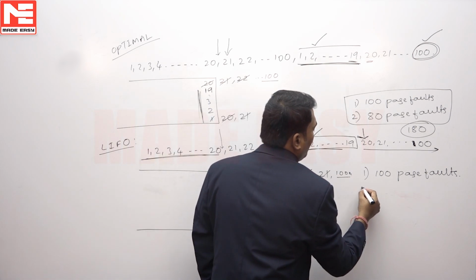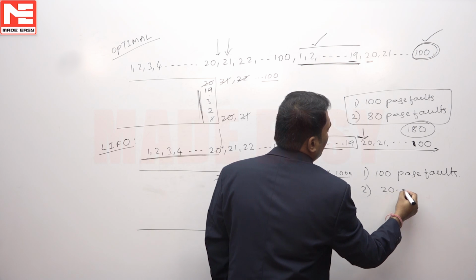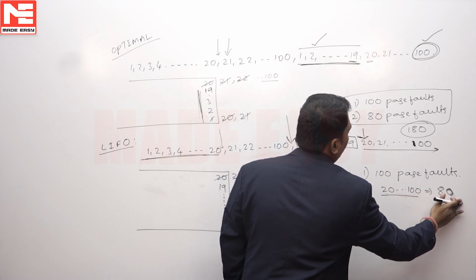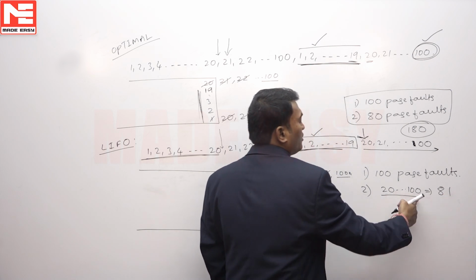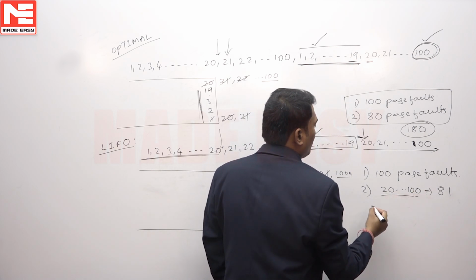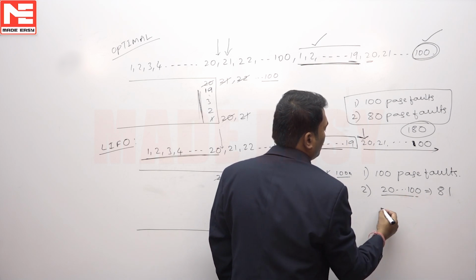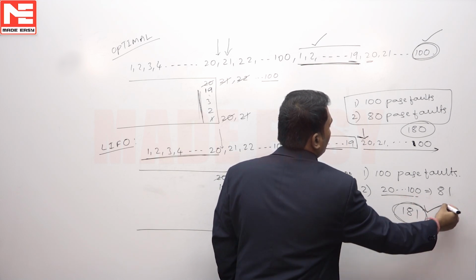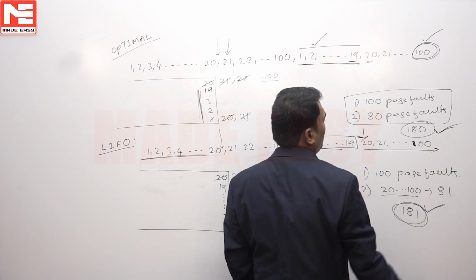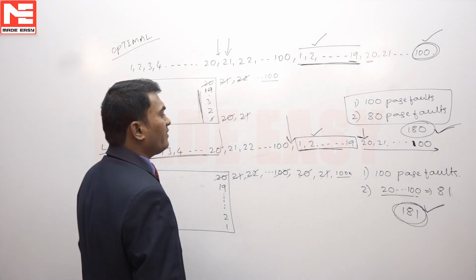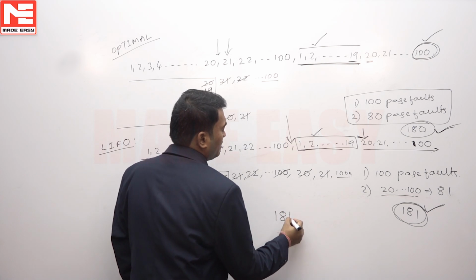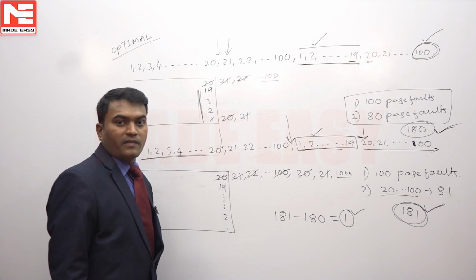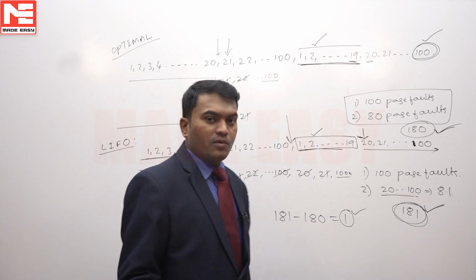Now in the second session, from 20 to 100 all are page faults. How many page faults is that? 20 to 100, total 81. So 100 here and 81 here, so total page faults are 181. In this session 181 page faults, and in the other session you have only 180 page faults. The difference is 181 minus 180, that is 1 page fault. So that is a good question.